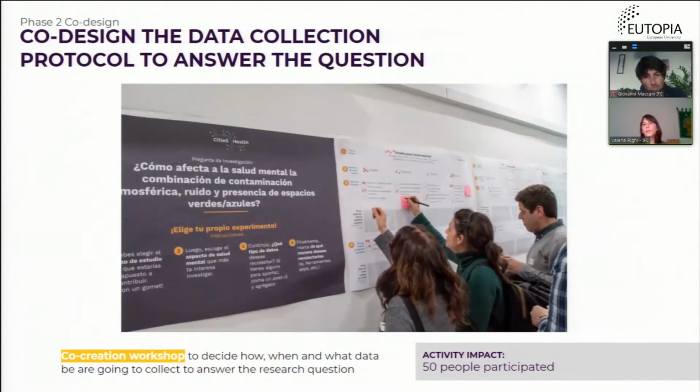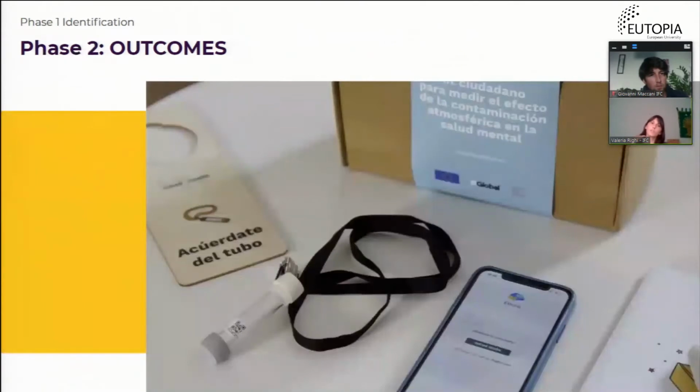So the next activity was to organize a co-creation workshop with a group of participants in order to start designing the study protocol, meaning what data can be collected, how we can collect it, which tool can be used, which aspect of the mental health we are most interested in. And in the next slide, you can see the outcome of this phase.